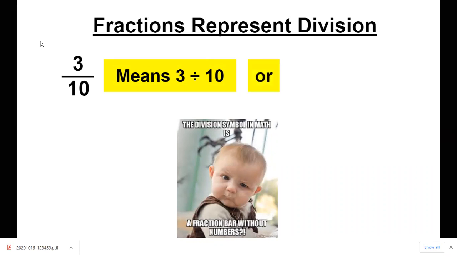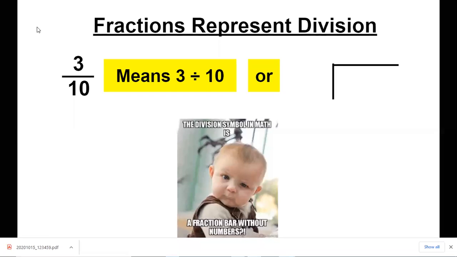Another way of writing 3 divided by 10 is to show our, I call this our house. It's just the name I've given it. And I can divide 3 by 10. So where does the 3 go in the house? Let's take a look and see if you can figure it out. Where am I going to put the 3? The top number of my fraction is always, always, always going to go, where do you think? Inside the house.